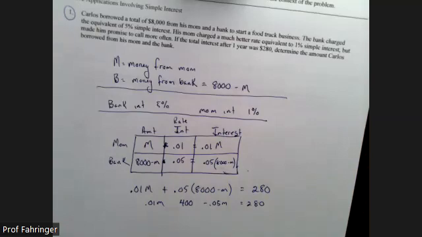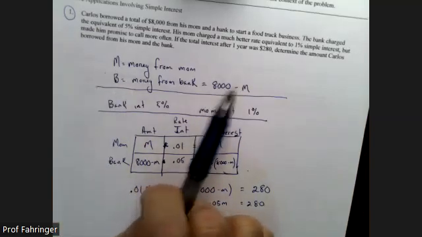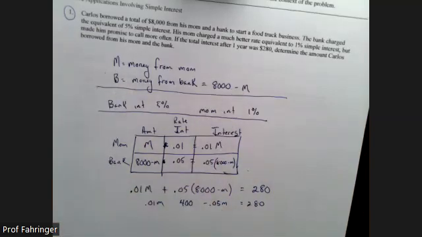Fire some answers up in the chat when you get them. How much? Right now, we're just solving for M. The whole problem is M and B, so I'm going to have to plug that in. Negative 0.4 M equals negative 120.